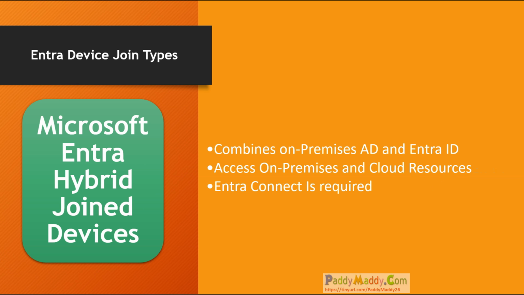To use this type of Entra device join, you need to deploy Microsoft Entra Connect on one of your on-premises servers so that identities can be synced from your on-premises Active Directory to Microsoft Entra ID. Or you can also use Microsoft Entra Cloud Sync, which can be another option to sync your identities from your on-premises Active Directory to Microsoft Entra ID.